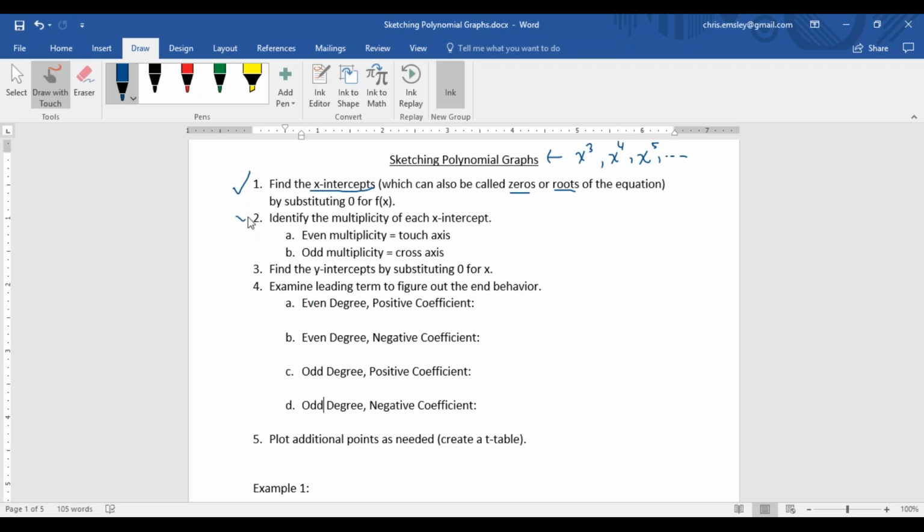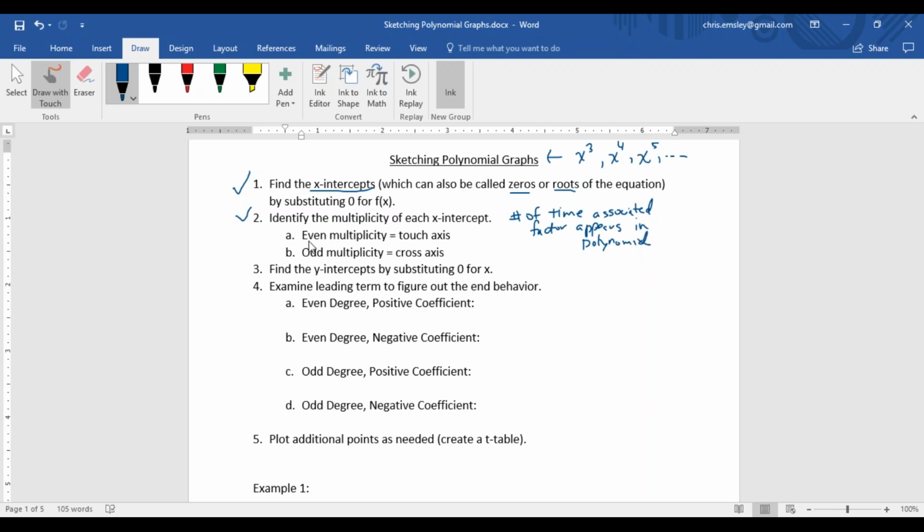Next up, we want to look at what is the multiplicity of each one of those roots or each x-intercept. Multiplicity is the number of times the associated factor appears in the polynomial. And you'll see what that really means in a minute when we do an example.